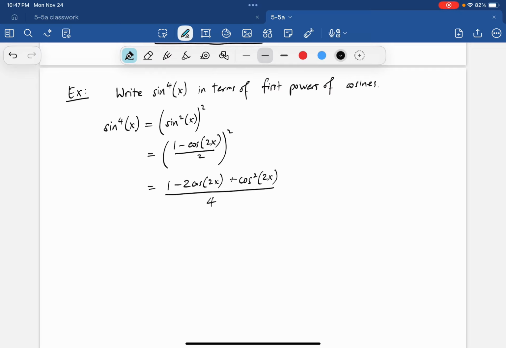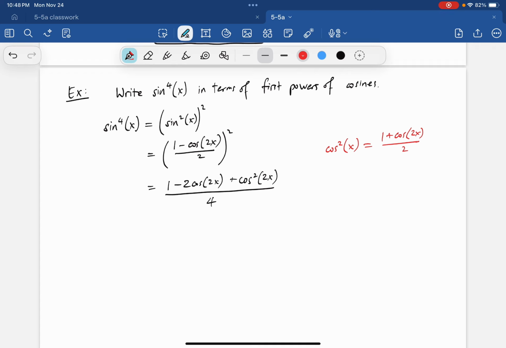Okay, so I'm not done yet because the question asked me to write it in terms of first powers of cosines. Okay, but here I still have a cosine squared. And so that means I'm going to have to use another power reduction. All right, the only difference here is that I have a 2x in the argument and not a single x. And so that means I'm going to have to plug in, right, if I recall my power reduction formula for cosine squared of x, that's 1 plus cosine 2x over 2.